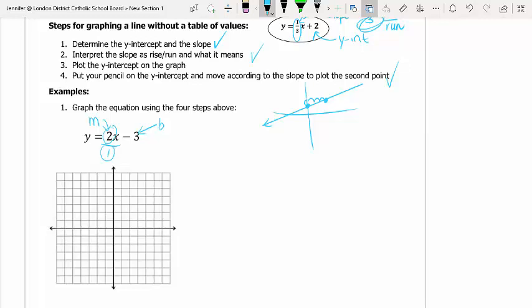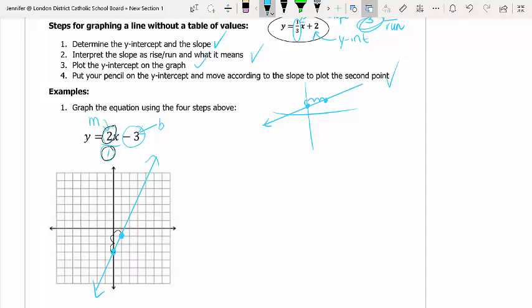Step 3, plot the y-intercept. The y-intercept is at -3, so 1, 2, -3 is right there on the y-axis. Step 4, put your pencil on the y-intercept, move according to the slope, and plot the second point. So I'm going to move up 2 and to the right 1, and plot my second point. Now I'm going to connect the dots, and I'm all done. I've graphed the equation.